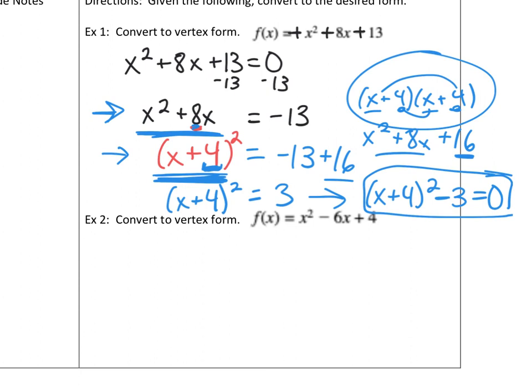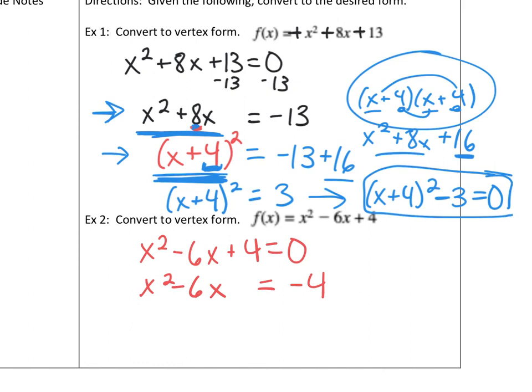All right, so first things first, get everything set equal to 0. So x squared minus 6x plus 4 is 0. Now I need to move the 4 over to the other side. So this becomes x squared minus 6x equals negative 4. Everybody with me so far? Yep. We all got that far.